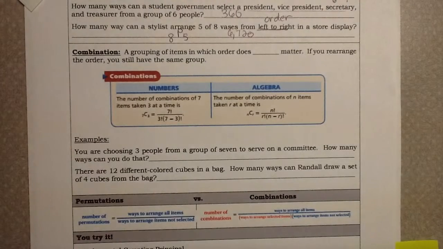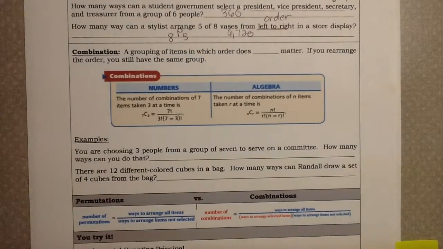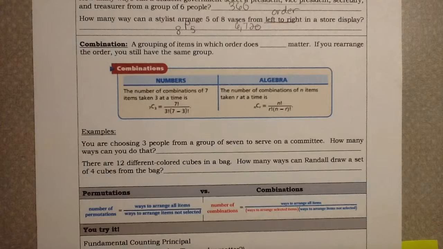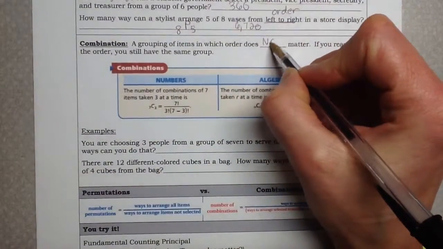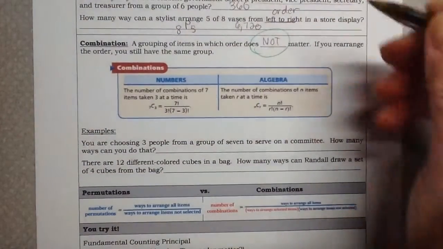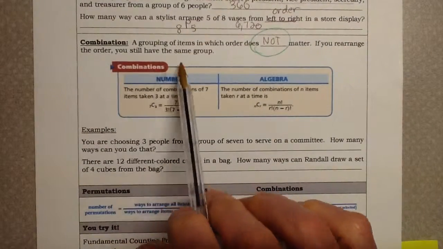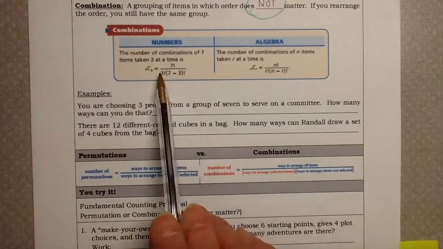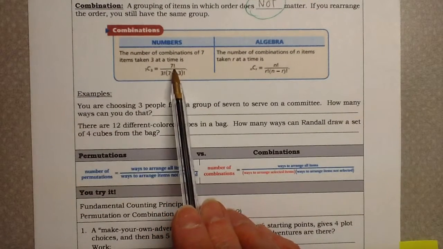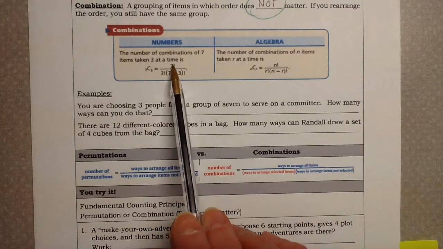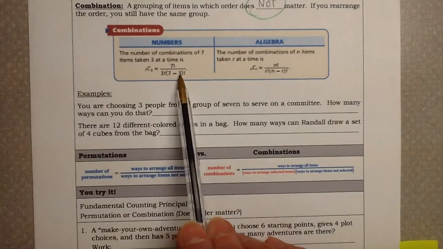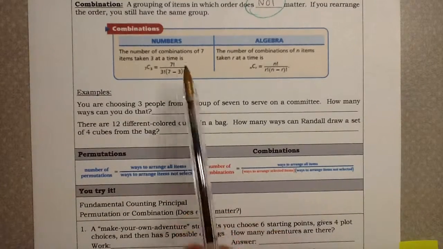Now, combinations and permutations sometimes get confused. So the most important thing to do, the math is easy, but the wording is what you need to look at. Is order given or implied? Combinations, a grouping of items in which order does not matter. If you rearrange the order, you still have the same grouping. And this is how it's figured out mathematically. You take the total number factorial, over the number that you're choosing, factorial, multiplied by the total minus the number you're choosing, factorial. Oh, and the numerator is a factorial as well.